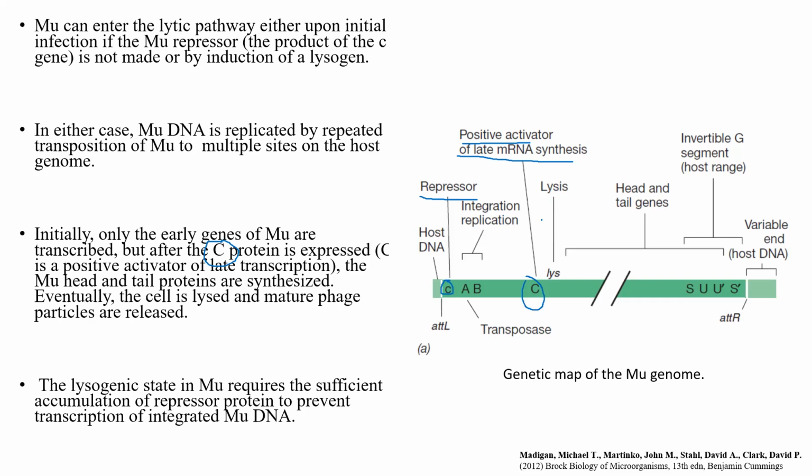The lysogenic state in Mu requires a sufficient accumulation of the repressor protein, which is the product of the lowercase c gene, to prevent transcription of the integrated Mu DNA. In this video, we have studied Mu bacteriophage, its introduction, basic properties, the invertible G region and its significance, and the replication.